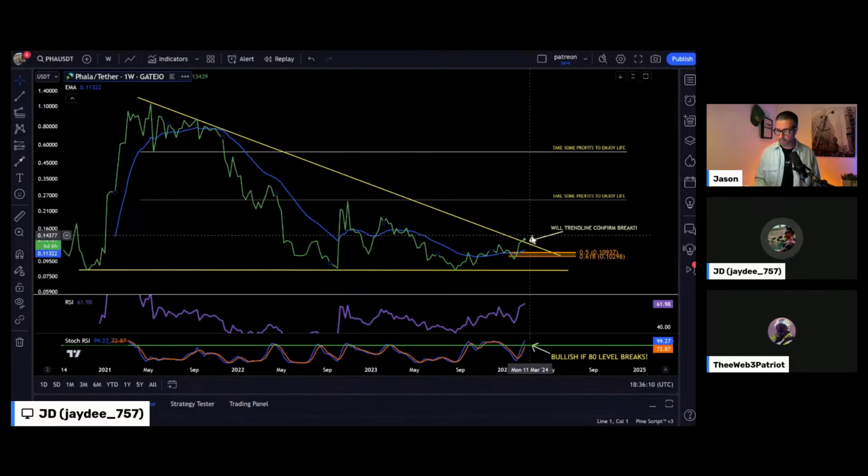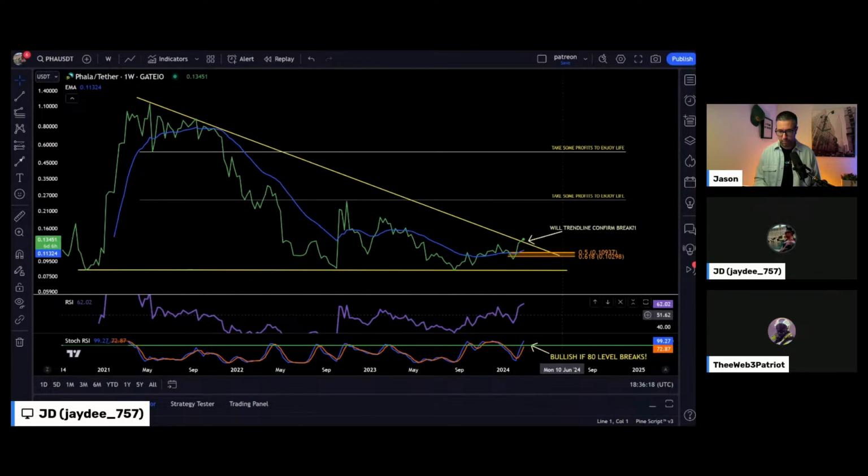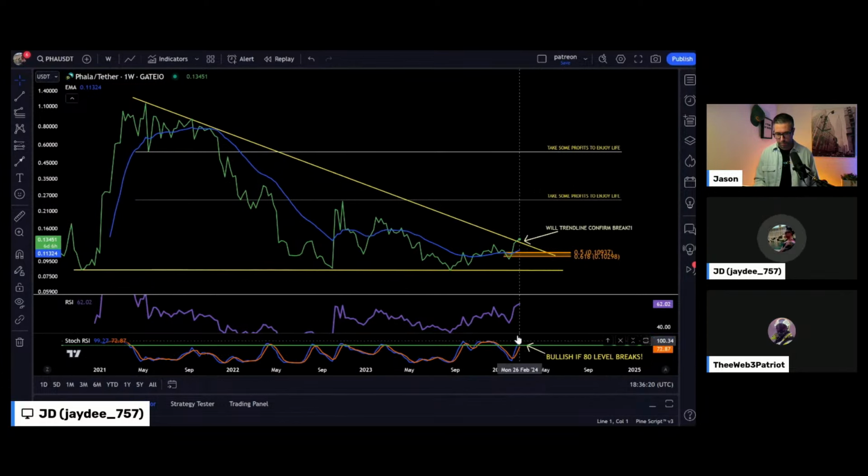So if this week we can have a full body candle close above here, it gives a better probability that it's going to start breaking up to the upside, right? And another bullish thing that I see here is if on the weekly close both of these lines cross above the 80 level, this green line right here, it's going to add more bullish momentum to the upside.